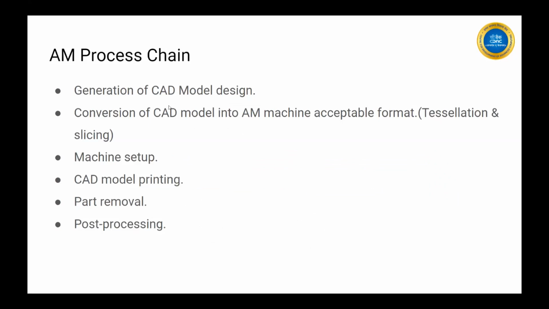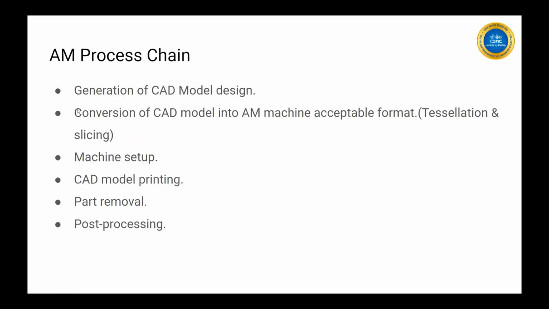For that, you need to have CAD software, or you can download CAD models from different sites called Thingiverse, GrabCAD, and others. You have to generate the CAD model first. That is the first step involved in the AM process chain.